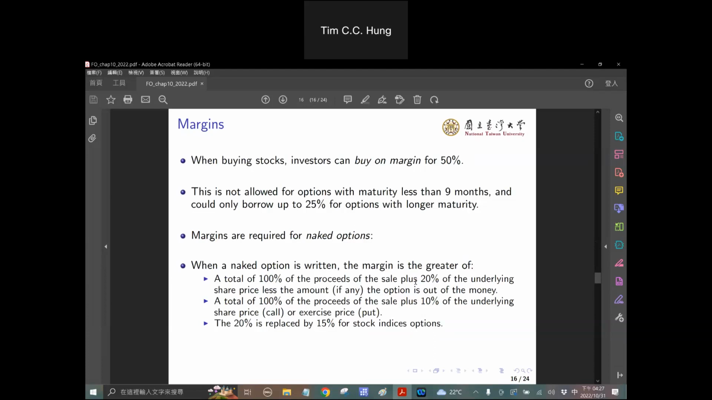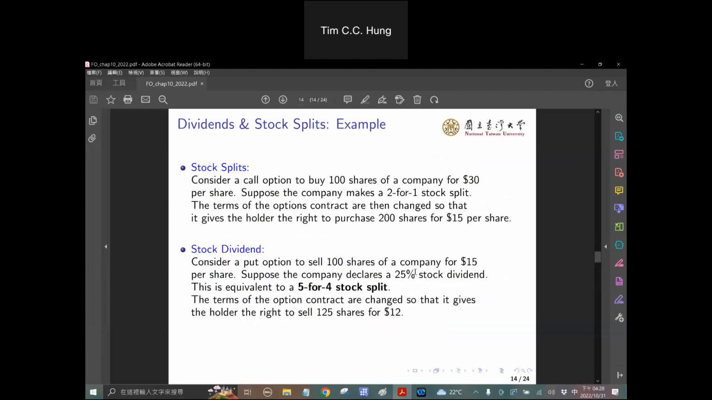For example, when you have written a naked position, what we mean by naked position is that you're just writing a call or writing a put without doing any other things. Suppose that you are writing a naked option, the margin will be the greater of the two. It's either 100% of the price plus 20% of the underlying share price less any amount that is out of the money, or it's 100% of the price plus 10% of the underlying share price. What do I mean? You'll have a better idea when I show you an example.